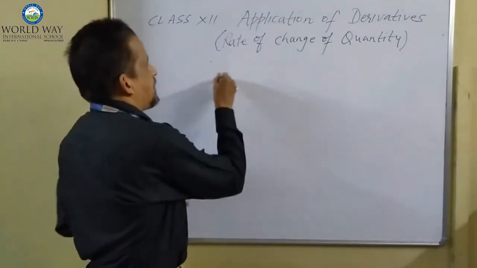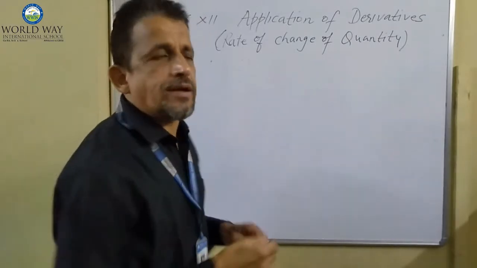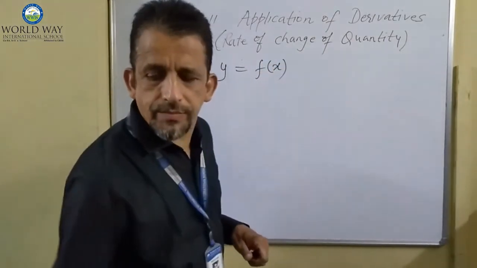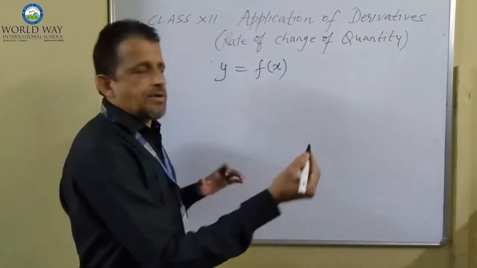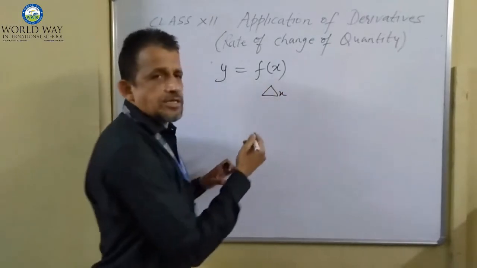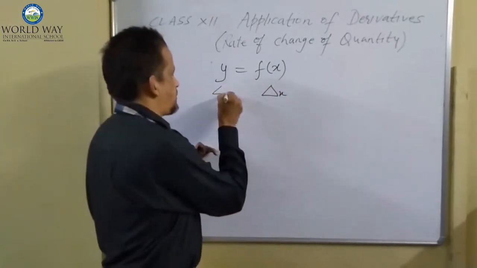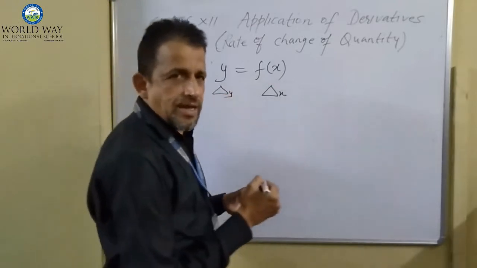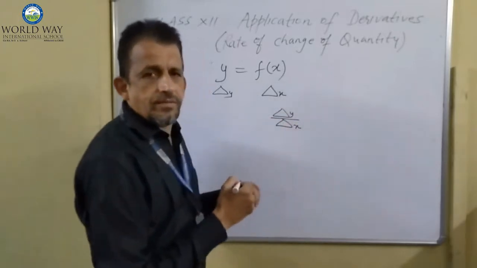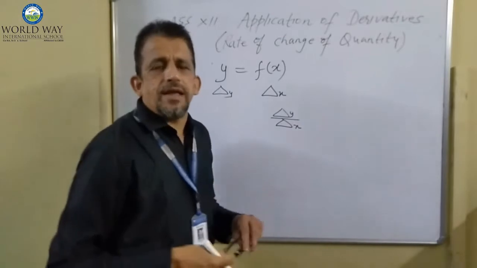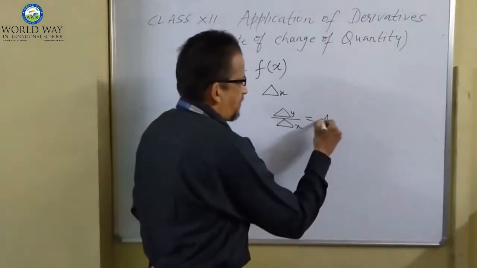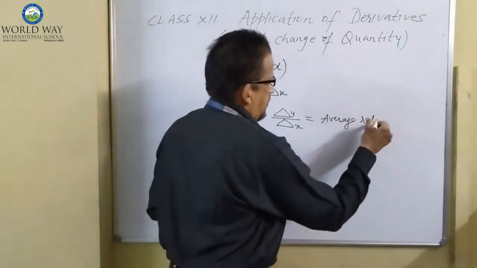Suppose y is a function of x. Suppose there is a change in x, that is del x. Correspondingly, there is a change in y. And then you know what a derivative is? Del y upon del x is the derivative. What is this called? This is called the average rate of change.